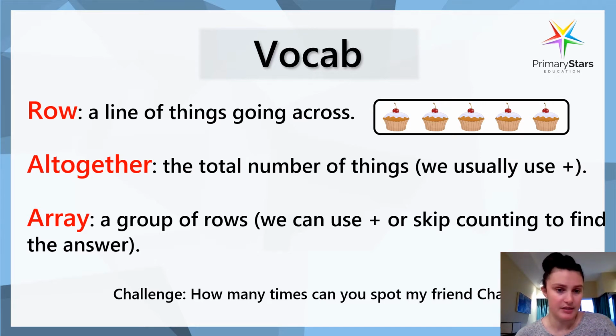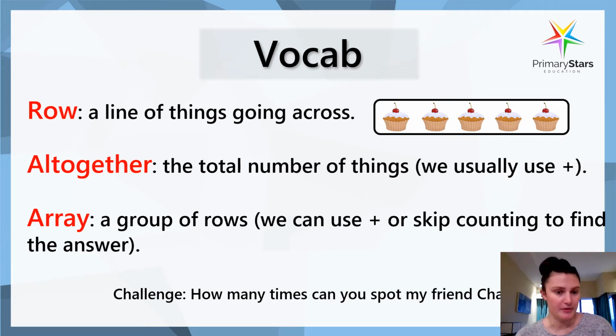The next word we're going to look at is a word that we've all used before. We should all know the meaning, but we'll just practice. That word is altogether. So when we see the word altogether, we know that we're looking for the total number of things, all of the things together. And to find this, we usually would use plus because we're going to get a bigger number.